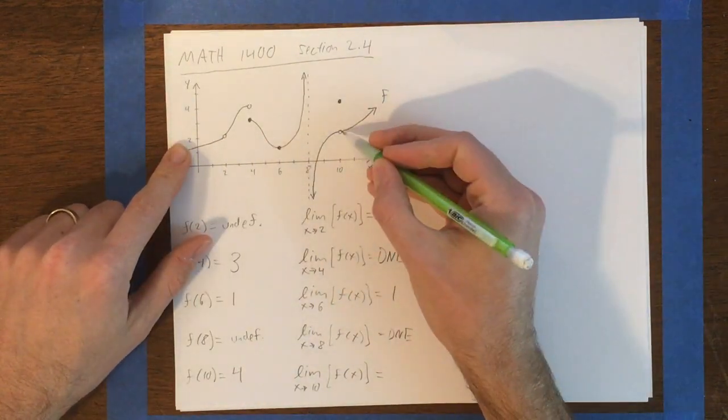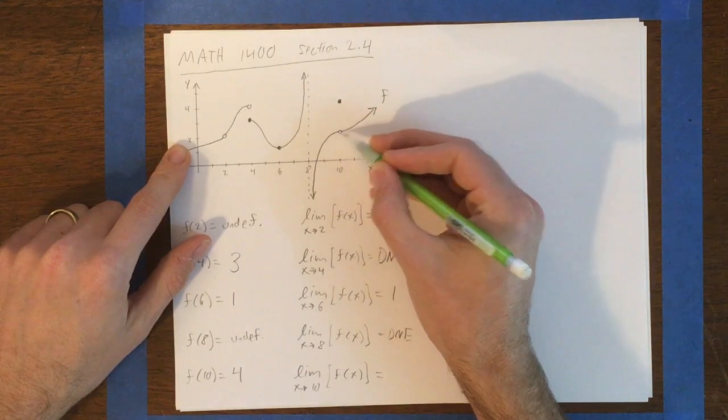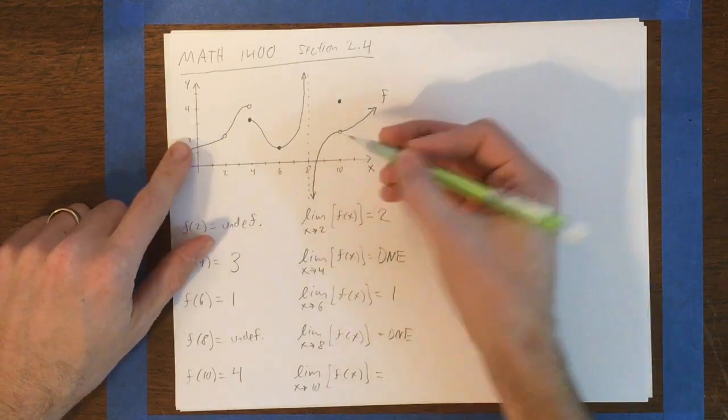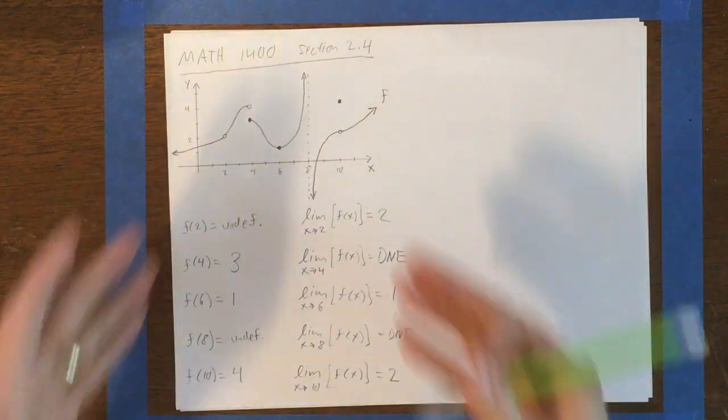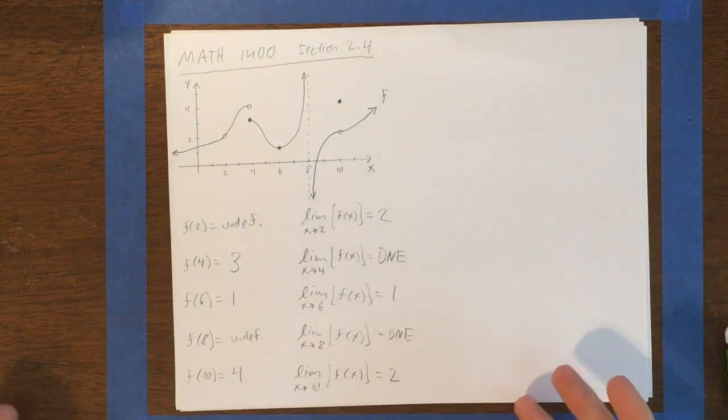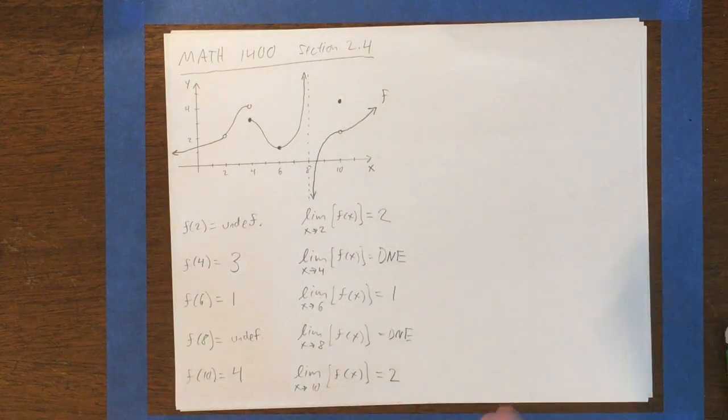Right? Because this open circle here that the curve is getting close to from both sides, that's at height 2. So this example here basically demonstrates that the function value and the limit value are not associated with one another, right? Like they don't have to agree. There are examples where they're different.